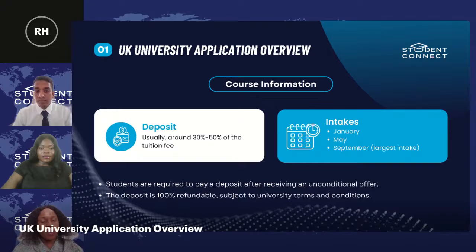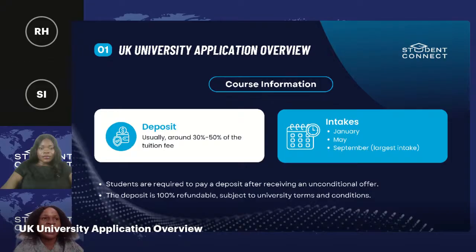Okay, so still on the course information, for the deposit, usually it's around 30% to 50% of the tuition fee, depending on the school. The intakes available are January intake, May intake, and September intake, which is the largest intake. Currently, application is ongoing for May intake and as well for September intake. Please reach out to us at Students Connect. We'll be assisting you through the process of your application down to the visa stage free of charge.